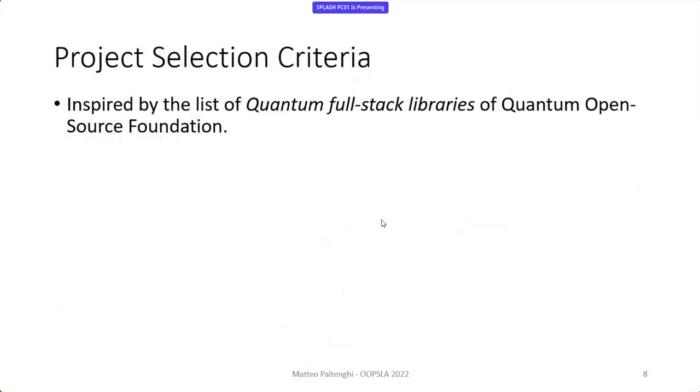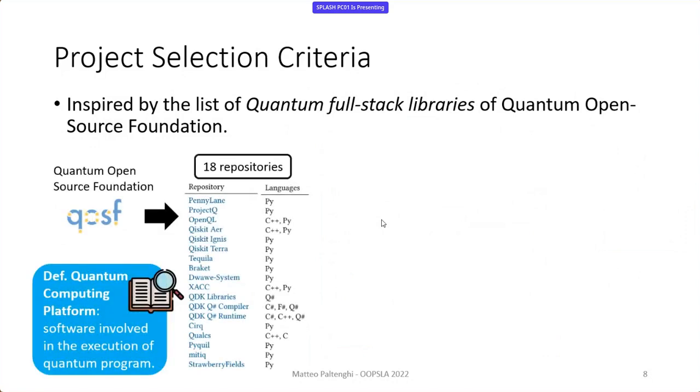So now, in terms of methodology, I want to introduce how we selected the quantum computing platforms which are subjects of our study. We got inspired by the list of quantum full stack libraries given by the Quantum Open Source Foundation. And we compiled a list of 18 repositories, including the most popular, like I said in the beginning, Qiskit. Then we also have Cirq from Google and other representatives also from academia.